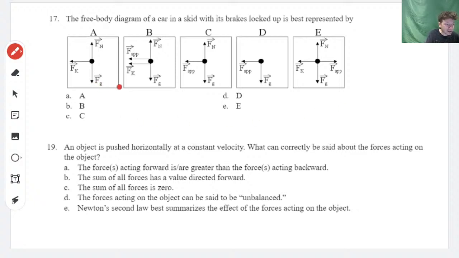Of course, you're going to have gravity and the normal. All of them have gravity and normal except for D. So D is definitely not an option. Okay, and then all you have is with the brakes locked up. You're skidding, you have kinetic friction. That's all. And so that is A. A again. We've had a lot of A's.